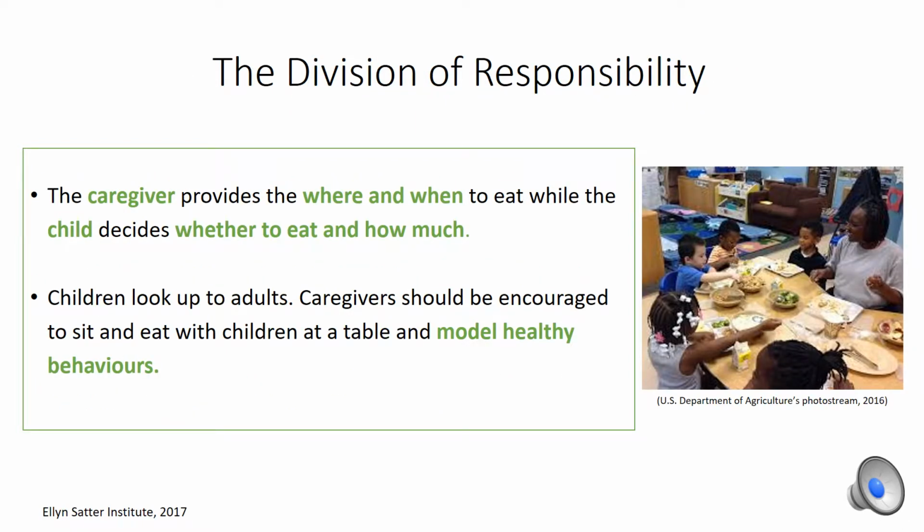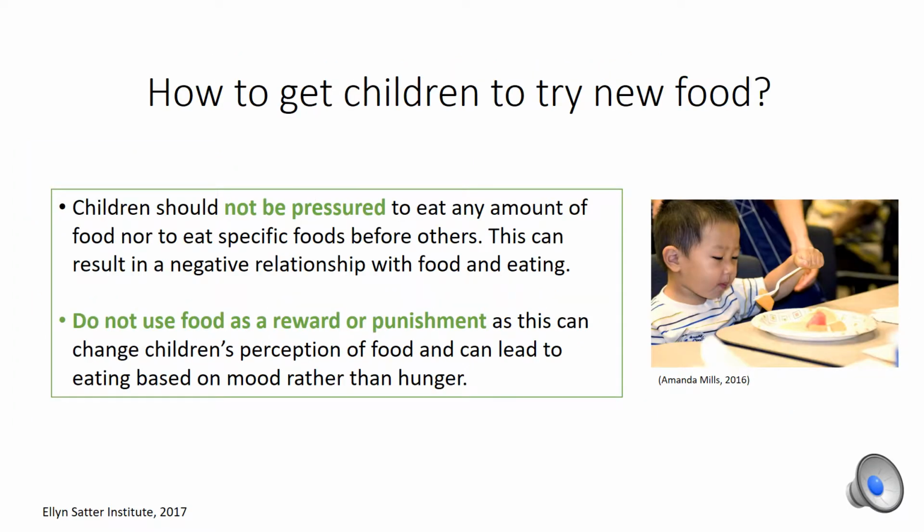It is also important to keep in mind the division of responsibility, whereby the caregiver provides the where and when to eat, while the child decides whether to eat and how much. Children look up to adults, so caregivers should sit and eat with children at a table and model healthy behaviors. Children should not be pressured to eat any amount of food, nor to eat specific foods before others. Do not use food as a reward or punishment.